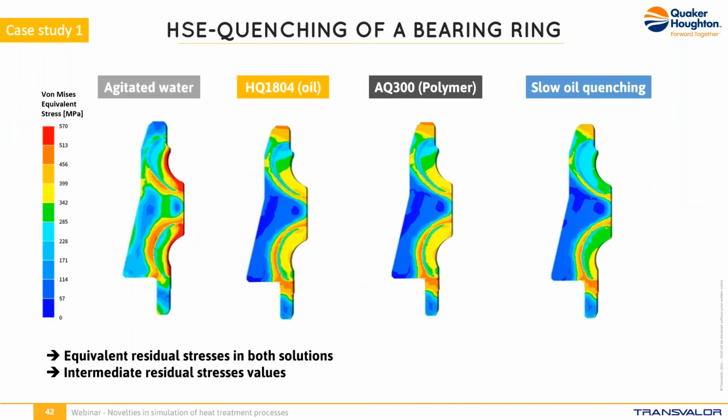We can now compare the residual stresses. We can see that we have identical values for the oil and the polymer solution. Such values are intermediate if we compare with the fast quenching in water, and it is intermediate as well if we compare with the slow oil.